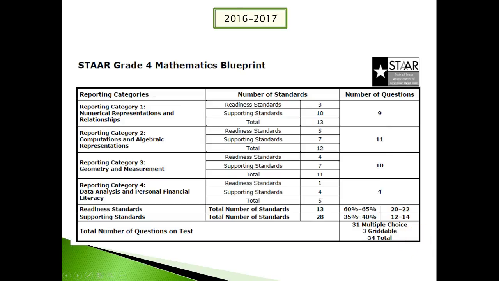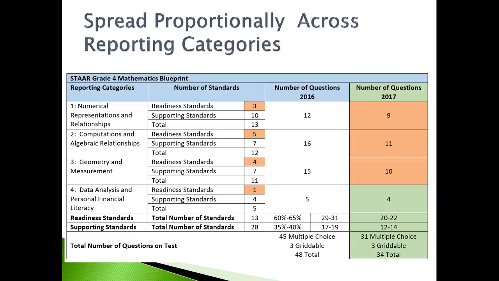So there's only 34 items on the test. Notice this is a comparison of our 2016 test versus 2017. And you'll see that we had 48 items last year. This year, the kids will only have 34, 31 of which will be multiple choice and 3 griddable items.